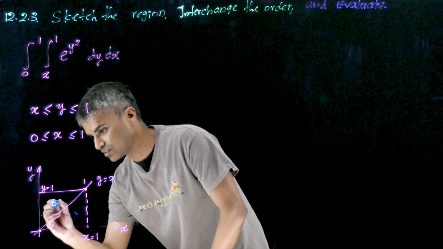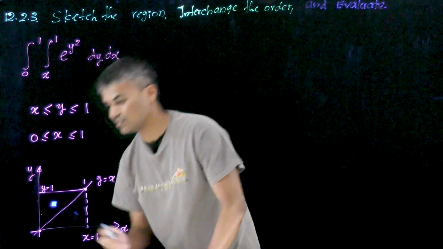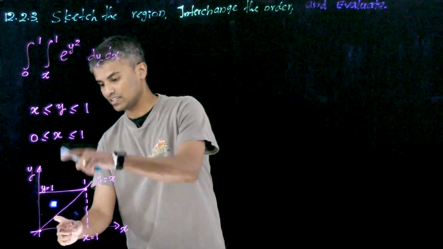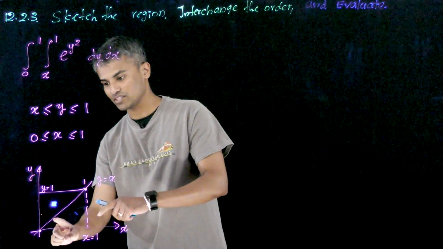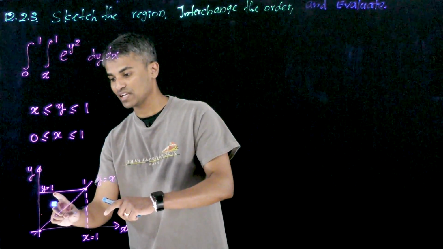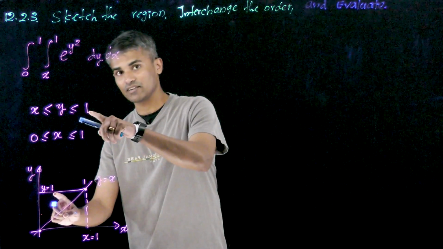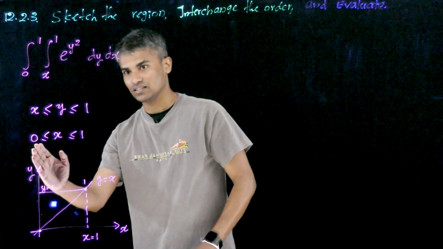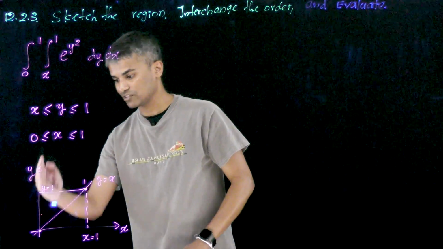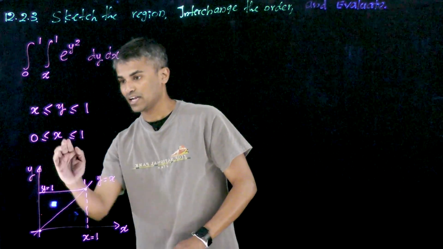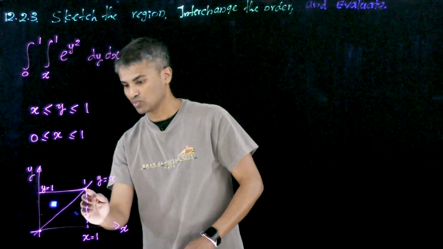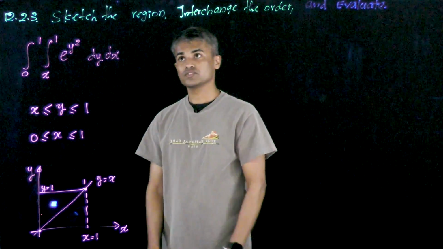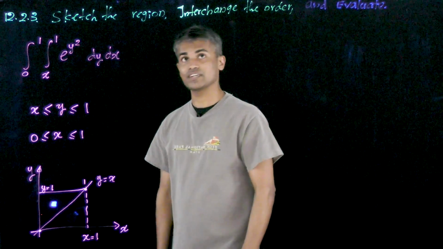This is the correct one, because the lower limit of y is given by the line y equals x and the upper limit of y is given by the line y equals 1. The lower limit of x is x equals 0, which is the y axis, and the upper limit of x is x equals 1. Good. So, we sketched the region of integration.